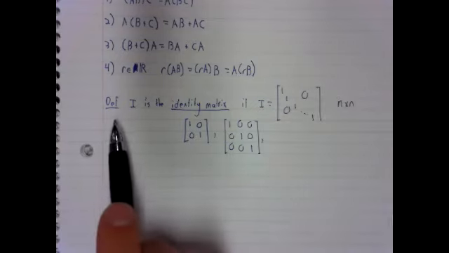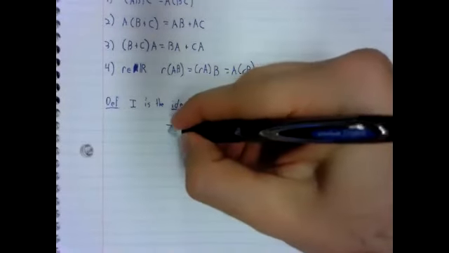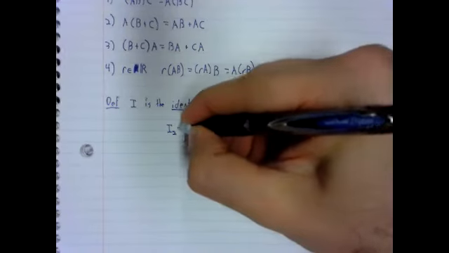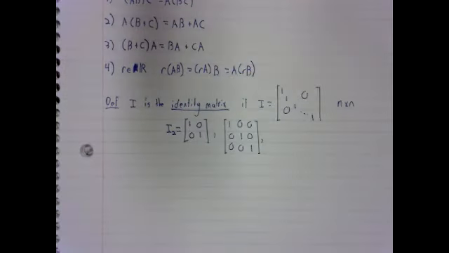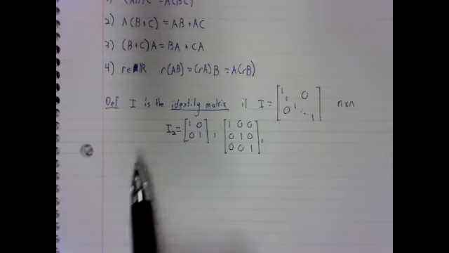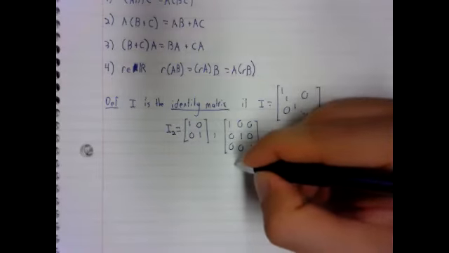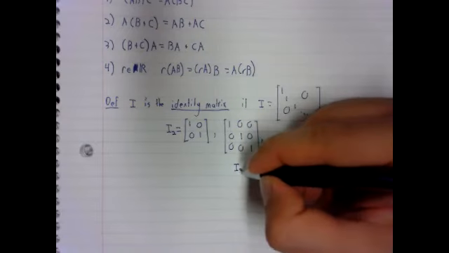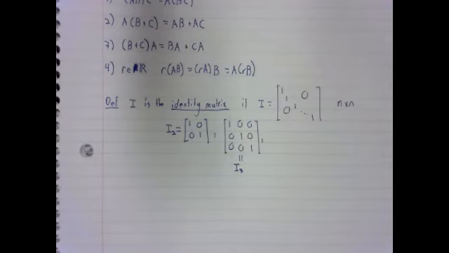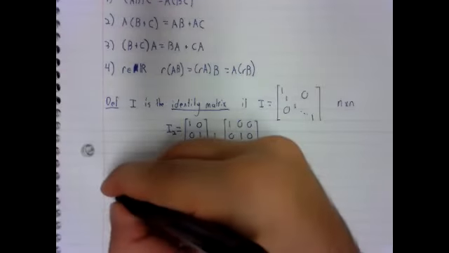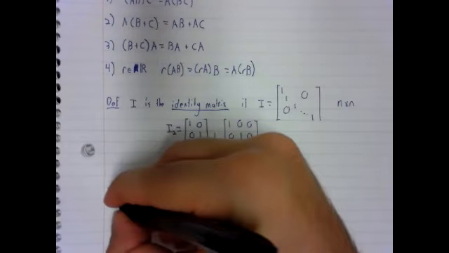Normally, we just write I. But if it's important to keep track of which particular I we're looking at, that is the dimension of the identity matrix, we can put it in a subscript. So I sub 2 is the 2 by 2 identity matrix. I sub 3 is the 3 by 3 identity matrix, and so on. And now we're in a position to state the fifth result.